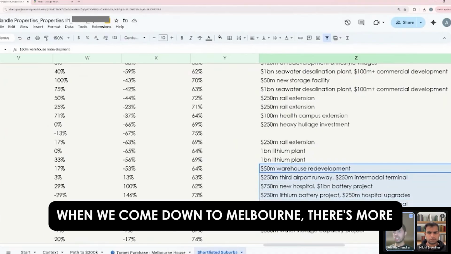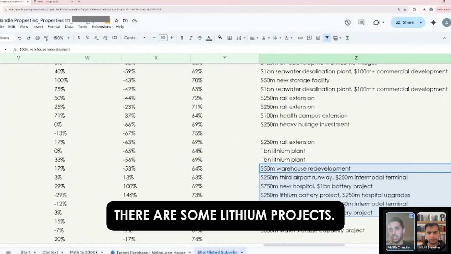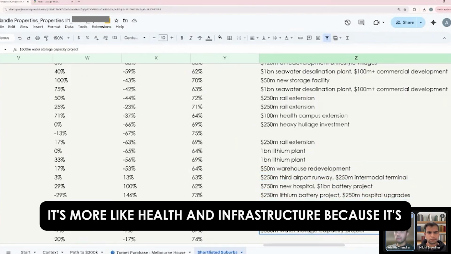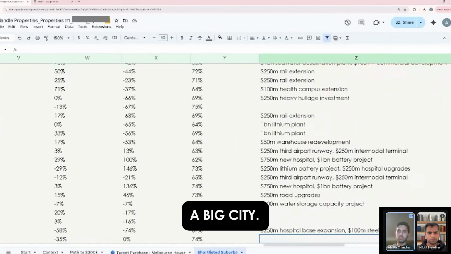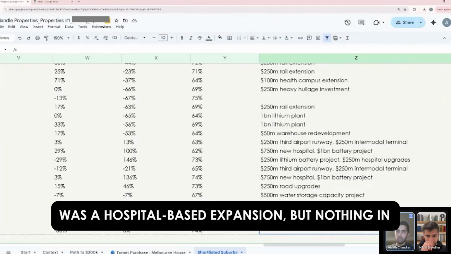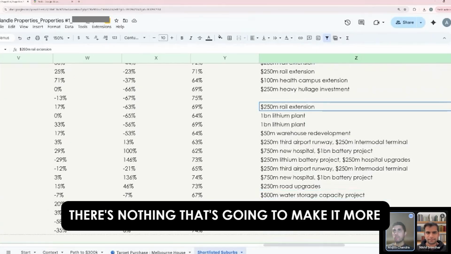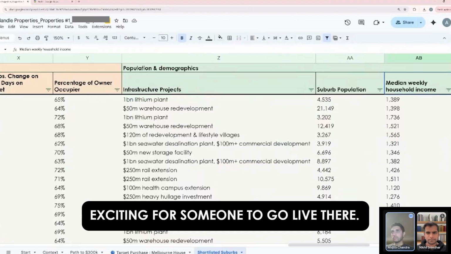When we come down to Melbourne, there's more runway, new hospitals. There are some lithium projects. It's more health and infrastructure because it's a big city. And then when you come down to Mackay, there was a hospital-based expansion, but nothing in Northern Territory was being built, so we're not super excited about it. There's nothing that's going to make it more exciting for someone to go live there.